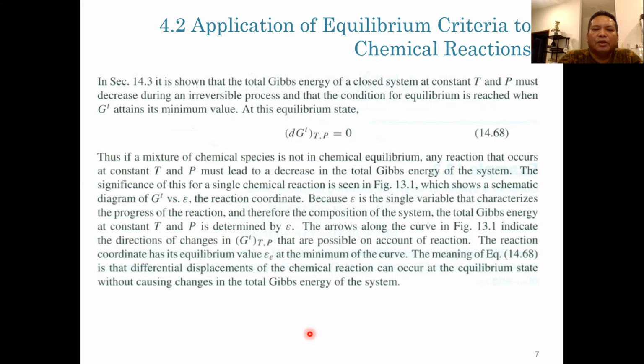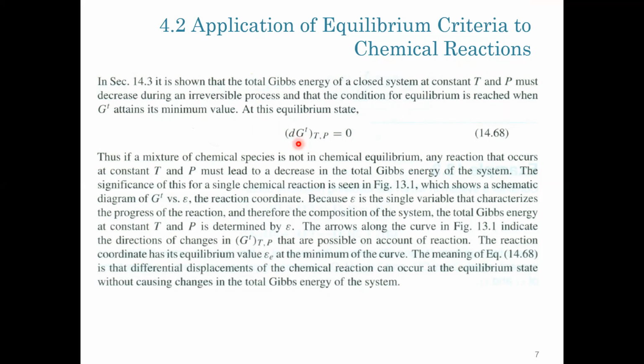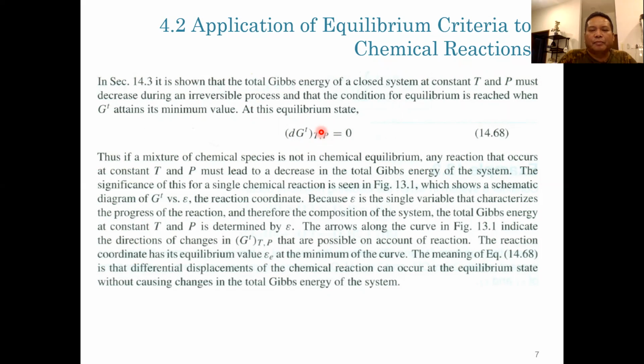So it shows that the total Gibbs energy of a closed system at constant temperature and pressure must decrease during an irreversible process, and that the condition of equilibrium is reached when G total attains its minimum value. Or the change of total Gibbs energy at constant temperature and pressure should be 0. If you remember from mathematics, if this is a function, and you take the differentiation of the function, then you will get a slope.